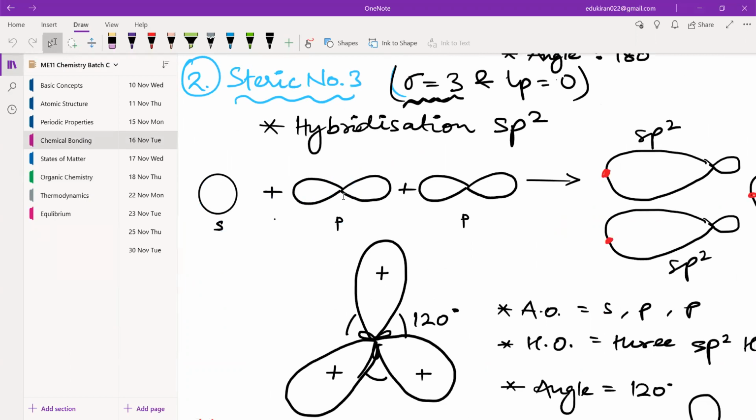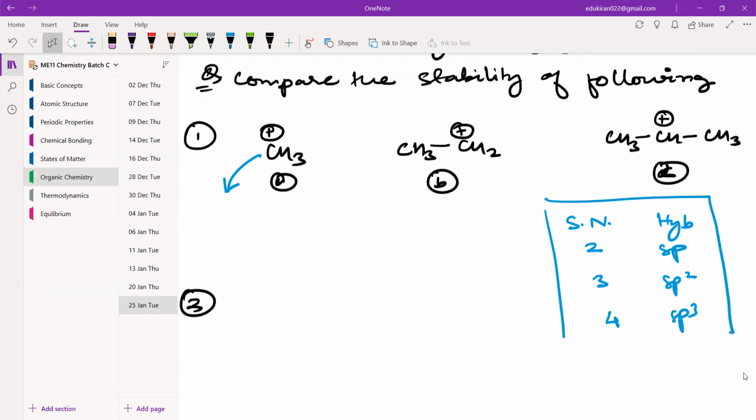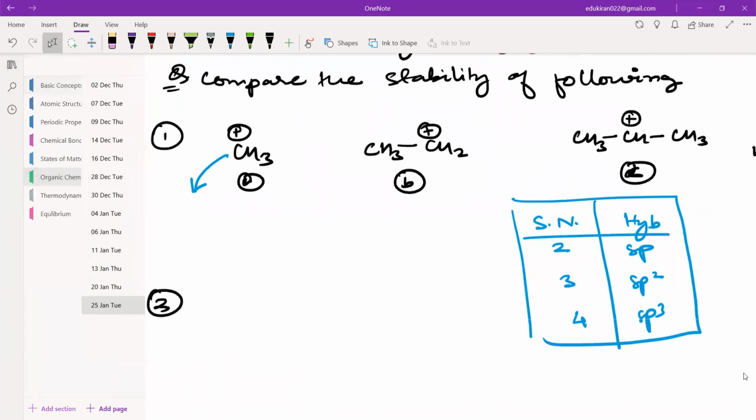Steric number 3, hybridization will be sp2. Okay, please remember this at least. If not, please memorize it. Steric number and hybridization: steric number is 2, hybridization will be sp. Steric number is 3, sp2. 4, sp3. This will be very useful in organic chemistry. At least sp, sp2, and sp3.